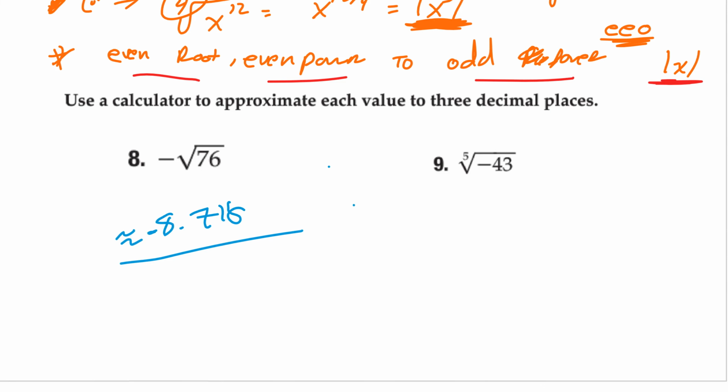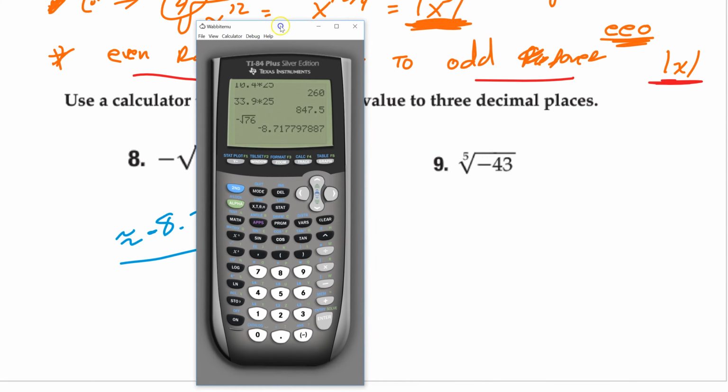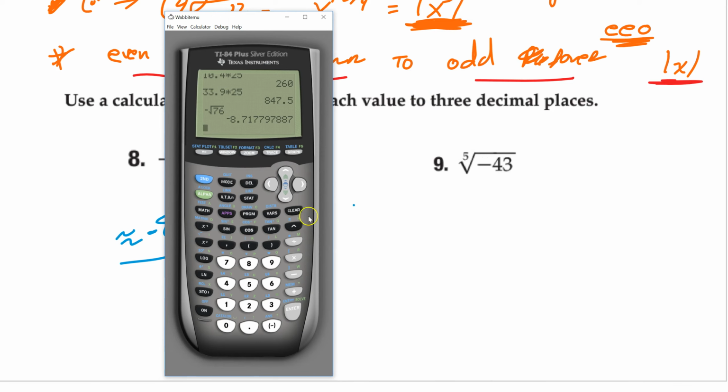And this one I want to show you. This is why we're here. The fifth root of negative 43. Now again, I can take a root of a negative there because it's a fifth root, so it actually works. How do you get the fifth root though? You don't see it on here. You have to go to math, and if you go down to the number 5, that lets you put any root you want. So you put that there, change it to 5, then negative 43, and you get negative 2.122.